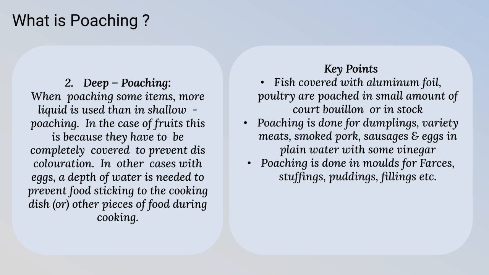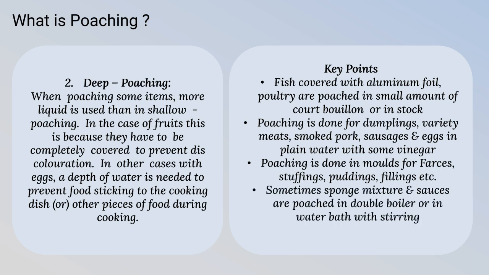In this case, for poaching dumplings, meat, smoked pork, sausages, etc. Poaching is done in molds for farce. Farce means the French term for forcemeat, stuffings, puddings, different kinds of fillings, etc. Sometimes sponge mixture or sauce are poached in a double boiler or in a water bath with stirring.